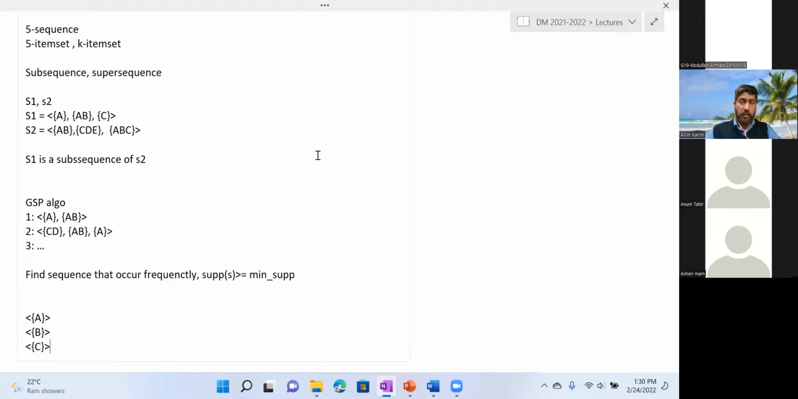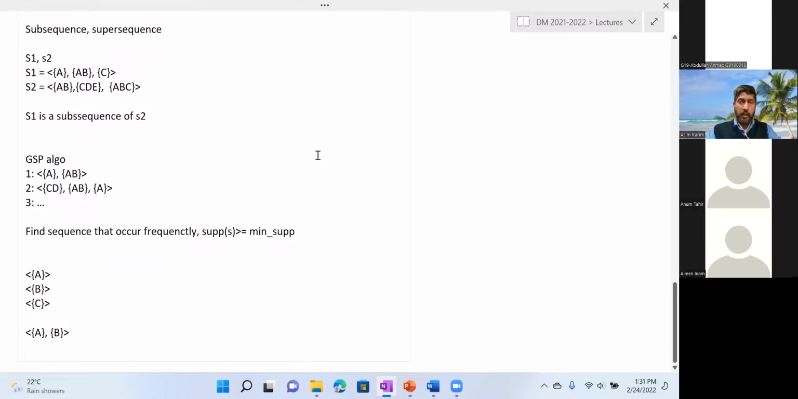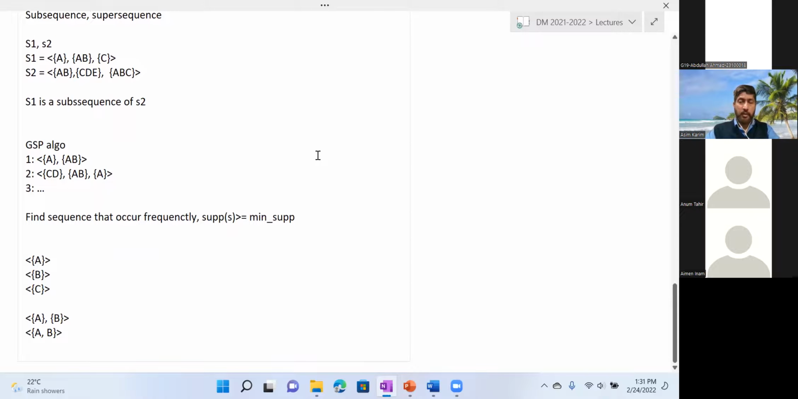So from here you then generate the candidate two sequences. Candidate 2 sequences from one sequences are something like this. A and B as separate elements will be generated, as well as A B in one element, and since these are sequences, you also generate the reverse, B A. So candidates are generated in huge numbers in sequential pattern mining, at least in the GSP algorithm.